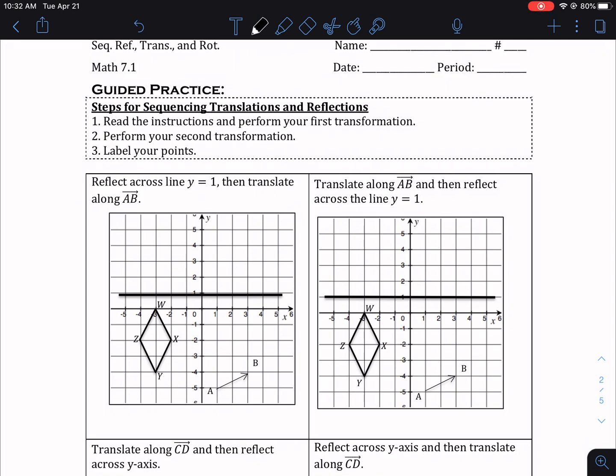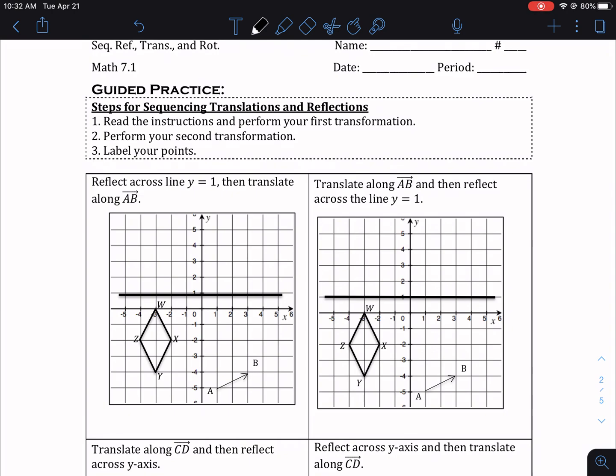Next, after you perform your first transformation, you are then going to apply your second transformation on your new image. Do not go back to your original because then you just defeat the purpose of doing a sequence. And the very last thing is making sure that you are labeling all of your points.